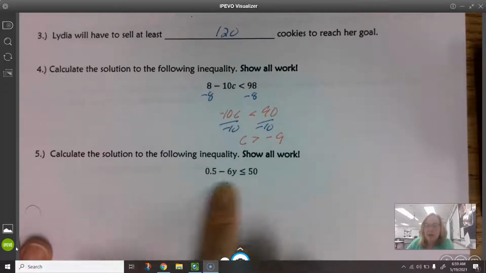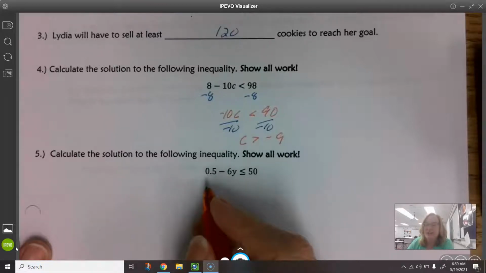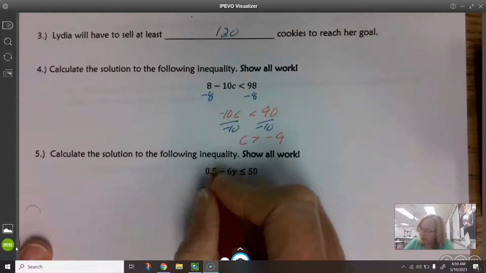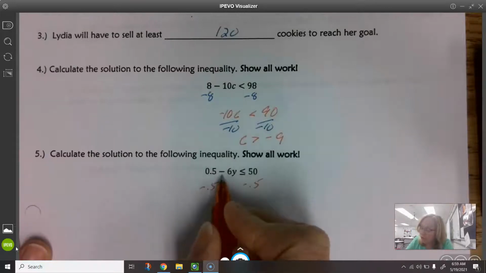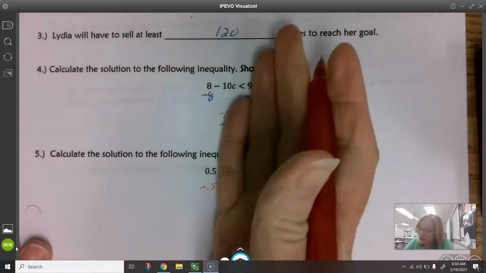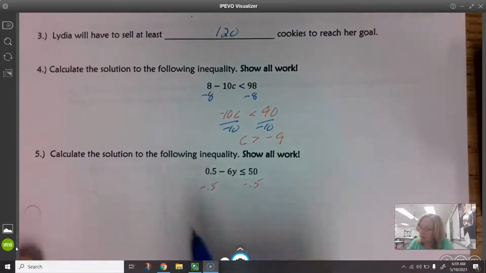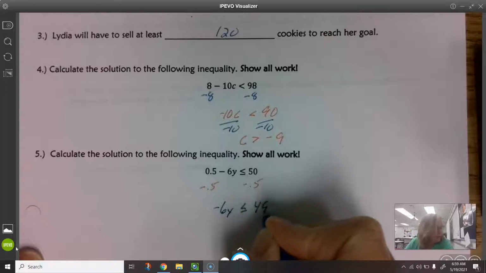So here we go. Again, what's the number that's on the same side as the variable but doesn't have the variable? The 0.5. They're trying to trick us here because usually we divide by the small number. We're not going to. We have a positive, so we're going to subtract it. Even though I have subtraction, I still have to subtract, because you're looking at how to get rid of 0.5. I have a positive, so I'm going to add a negative. So I get negative 6y is less than or equal to 49.5.